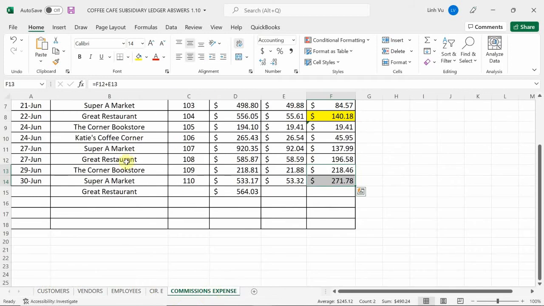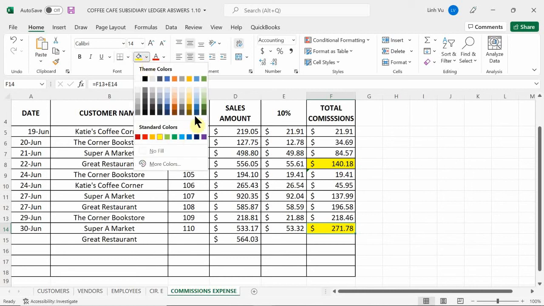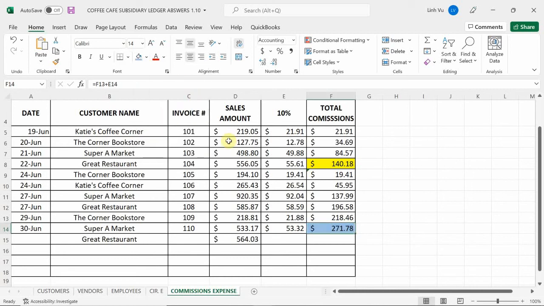So this is how much I owe Albert right now. The last thing that he did was make a delivery on June 30th to Super A Market, and he's earned a total right here of $271.78. So I'm going to highlight that just so that I know this is how much I owe him. You could use another color so you don't get confused that you're not going to pay him this yet. This is just what you owe him. So you owe him $271.78 at the end of June.